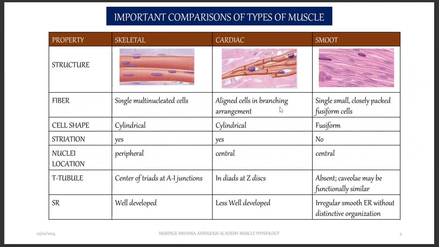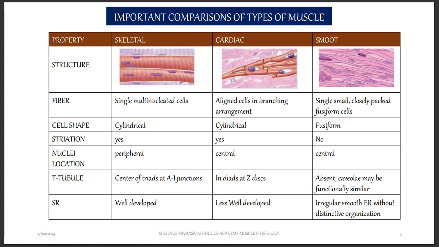So comparisons of these different types of muscles: a skeletal muscle is multinucleated, a cardiac muscle is branched. Okay, it's branched and it's going to have single cells. Same with a smooth muscle, which is single celled. The shape, skeletal and cardiac are cylindrical, while the smooth is fusiform. Striations are not there in smooth muscles but present in other types of muscles. The nucleus is peripheral for skeletal and central for these others.